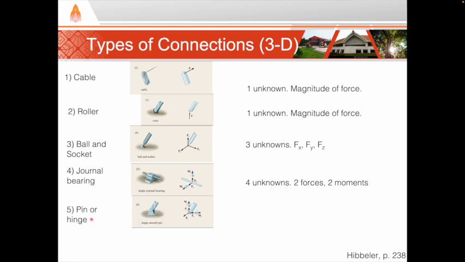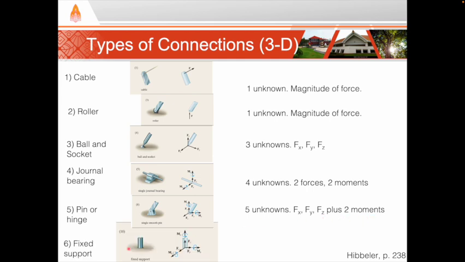The next type of connection we can have is a pin or a hinge, which we saw in 2 dimensions. But in this case, we have to consider the possibility that if we try to rotate this in the direction that it cannot rotate, there are moments that can develop, which we didn't have to consider in 2 dimensions. So it can rotate in this case around the x-axis. But if we try to rotate around the y or z-axis, it cannot rotate, and so a moment develops. So in this case, we have 5 possible unknowns, the Fx, Fy, and Fz, plus the 2 possible moments.